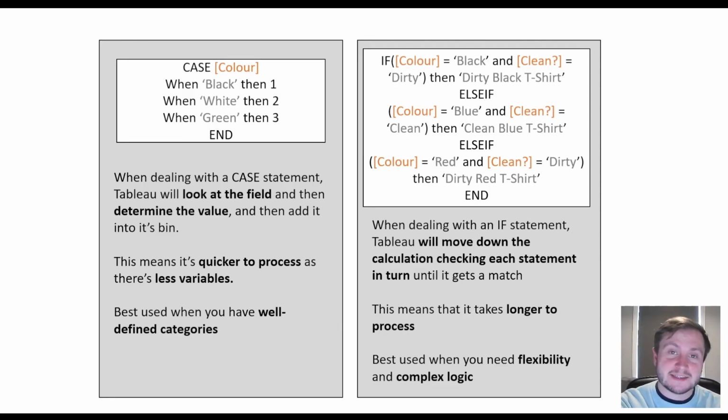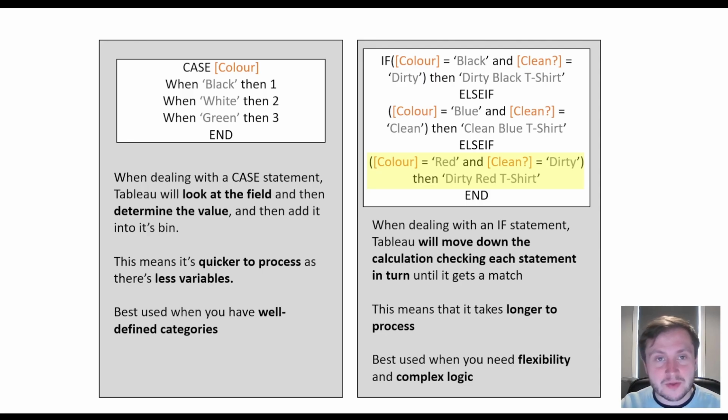Whereas with a case statement, it's going to look at the field and say, right, this field says white, it needs to go into group 2. What it's going to do here is go, right, I've got a red dirty t-shirt. Is that black and dirty? Is that blue and clean? Is that red and dirty? So it's going to move through that one by one on each of those statements until it gets to where it should sit. So it uses a lot more processing power.